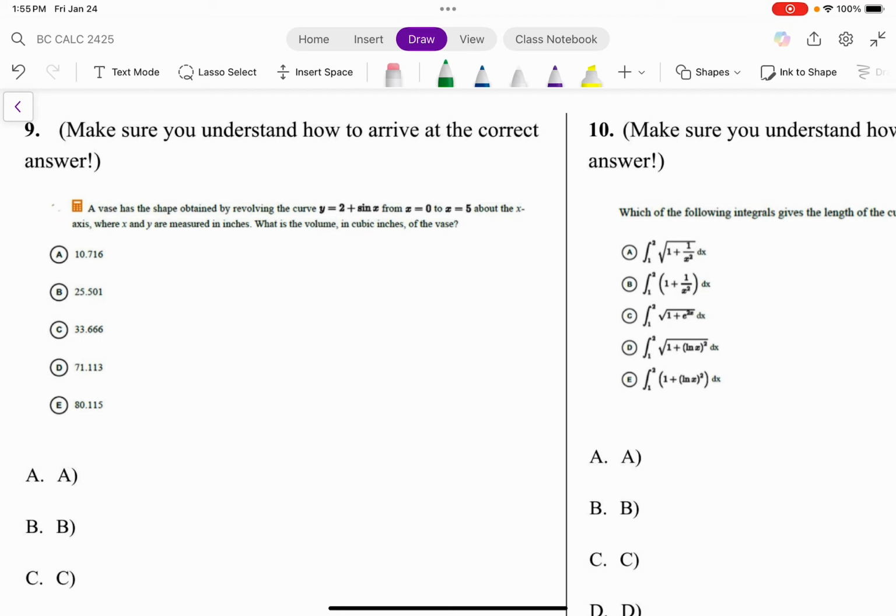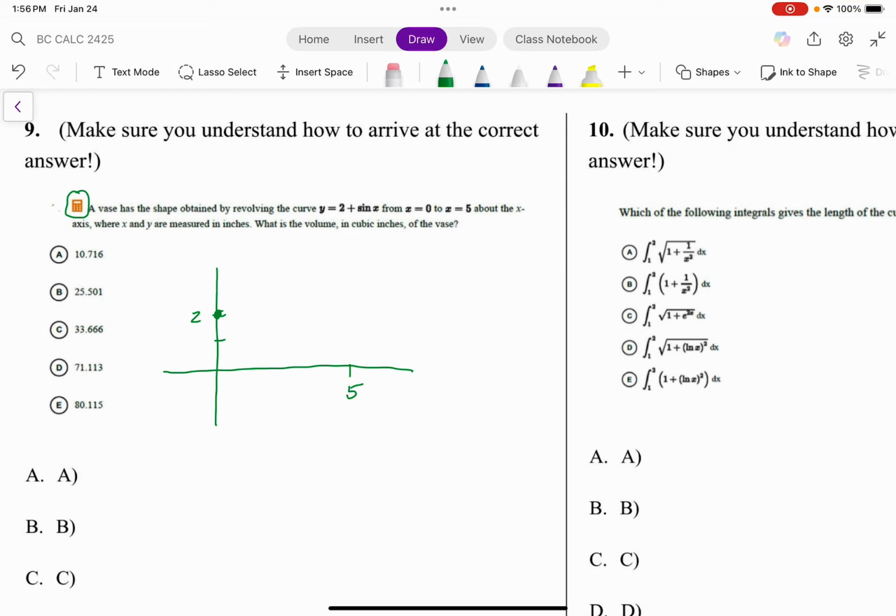Okay, so let's draw our curve or our region. So y equals 2 plus sine of x. I mean, we have a calculator, so you could graph it if you want, but I'm going to just do this here because I think I can do it without it. 2 plus sine of x, so it's the sine curve starting at 2. Okay, so that's going to go up. The region goes from x equals 0 to x equals 5. 5 is a little less than 2 pi.